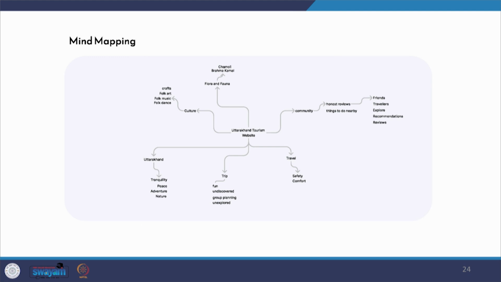Now this is the mind mapping technique. The mind mapping technique is a visual technique which is used to organize and represent information, ideas, or concepts in a hierarchy. We have discussed this also in the previous lecture. So I will quickly summarize this mind mapping technique, where we start with a central idea.